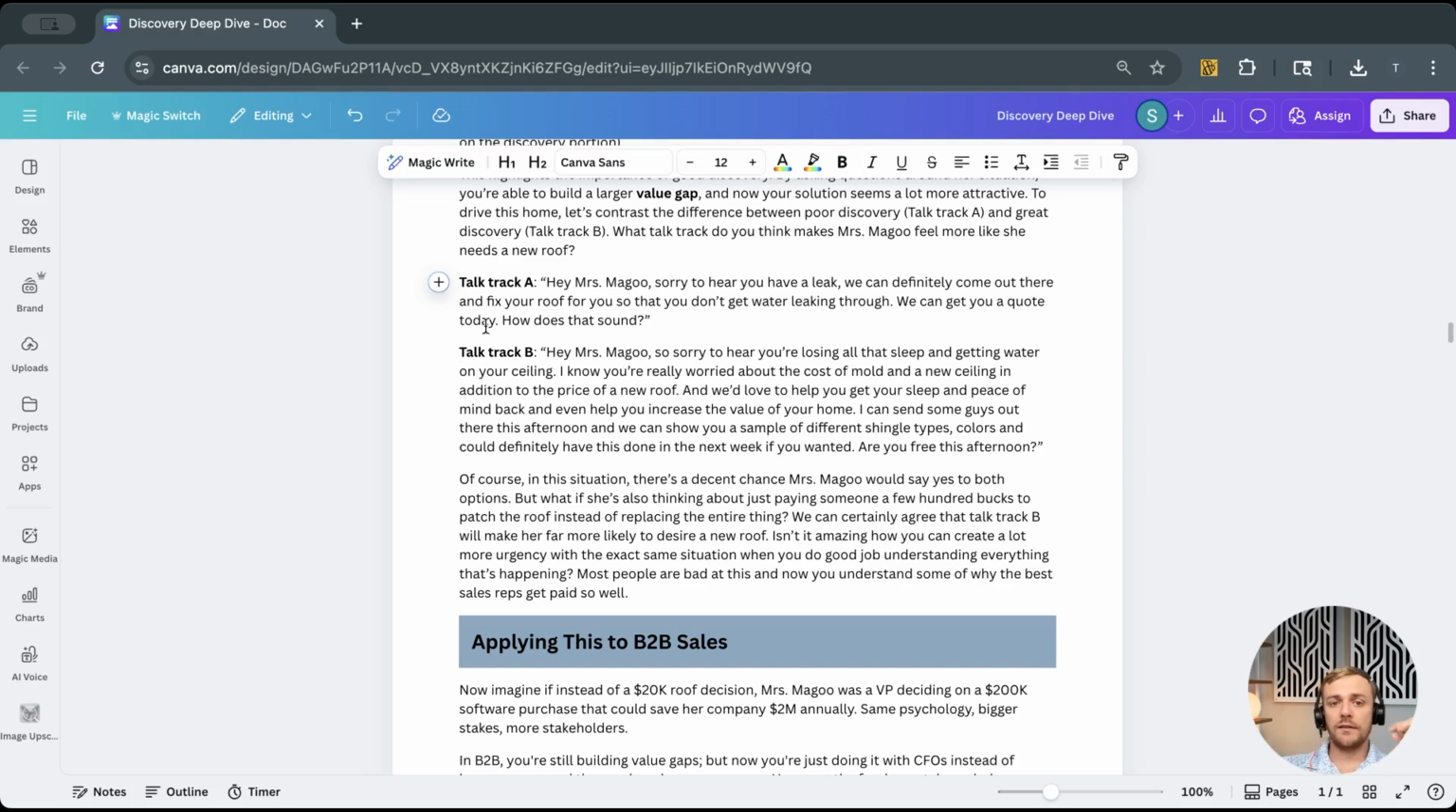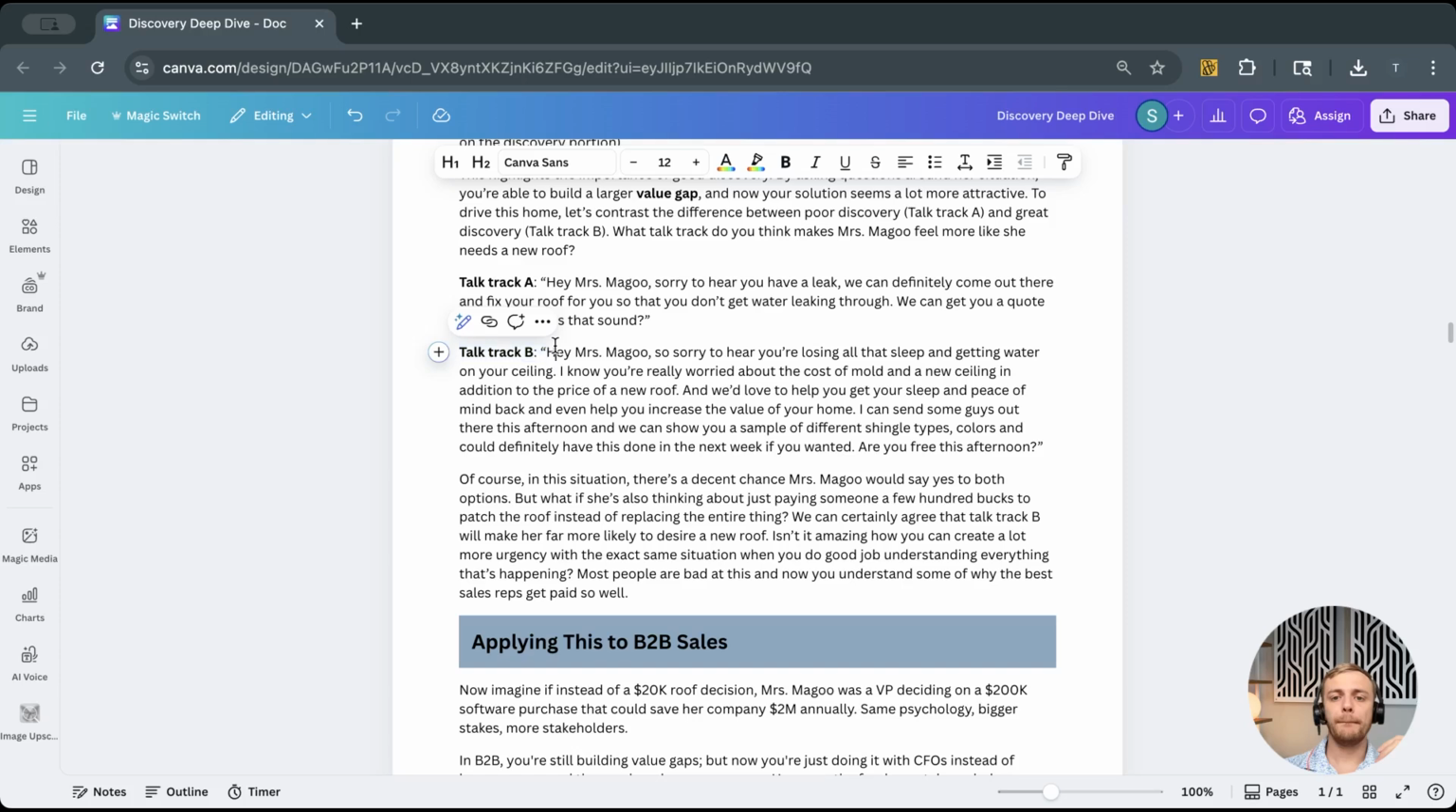But what sounds better, that or this? Hey, Mrs. Magoo, so sorry to hear you're losing all that sleep and getting water on your ceiling. I know you're really worried about the cost of mold and a new ceiling, in addition to the price of a new roof. And we'd love to help you get sleep and peace of mind back, and even help you increase the value of your home. I can send some guys out there this afternoon. We can show you a sample of different shingles, colors, and can actually have this done in the next week if that's what you want. Are you free this afternoon?